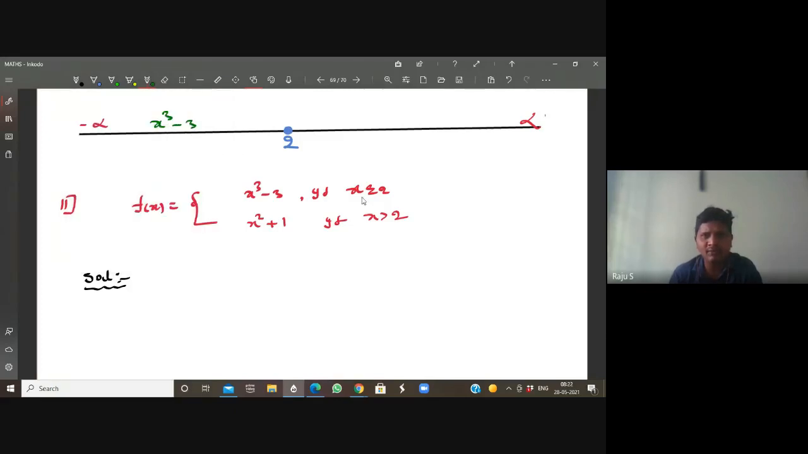X cube minus 3 for x lesser than 2. And at x is equal to 2 also the function will be x cube minus 3. And for x greater than 2, the function will be x square plus 1. Nothing but how many cases? Just 3 cases. One is x lesser than 2, x is equal to 2, and x greater than 2. 3 cases will be there.